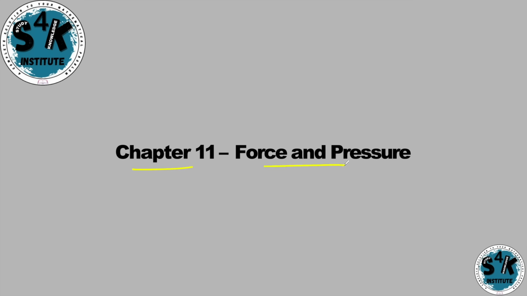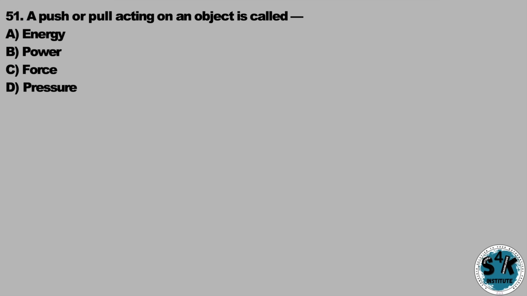Chapter 11, Force and Pressure. Let's see. A push or pull acting on an object is called force. What is the SI unit of pressure? If you know the formula, you know it is Pascal. Joule is for energy or work, watt is for power, Newton is for force. The formula for pressure is force upon area. So the answer will be B.